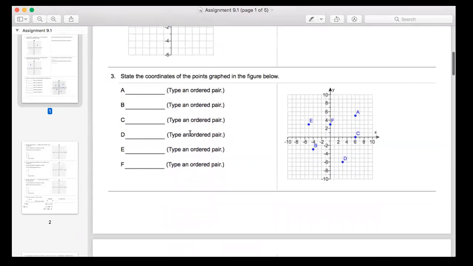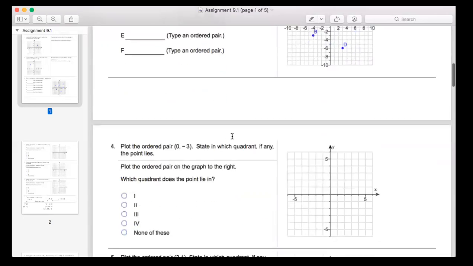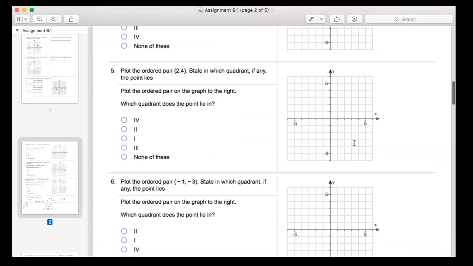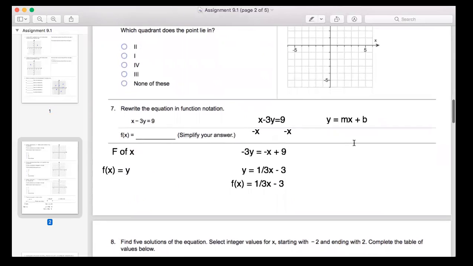This one, you're just going to be naming the coordinate pair. Remember x first, then y. And then here you're going to plot the point, and then you're going to tell which quadrant. Remember, it goes counterclockwise: 1, 2, 3, and then 4. And then this one, I started doing it before.